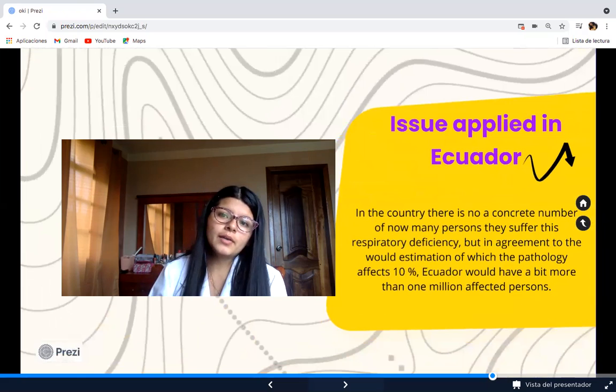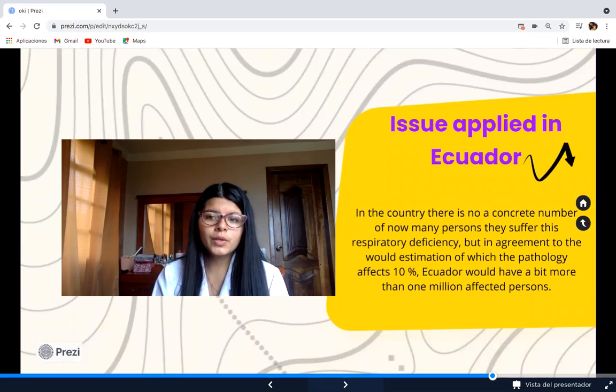I applied in Ecuador. In the country, there is no concrete number of how many persons suffer this respiratory deficiency, but in agreement with the world estimation, in which the pathology affects 10%, Ecuador will have a bit more than 1 million affected persons.